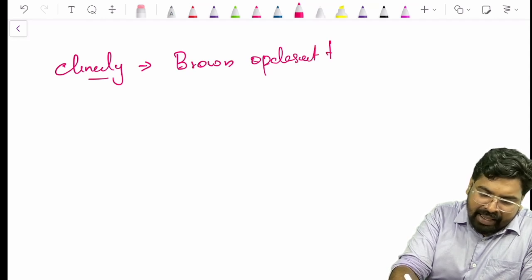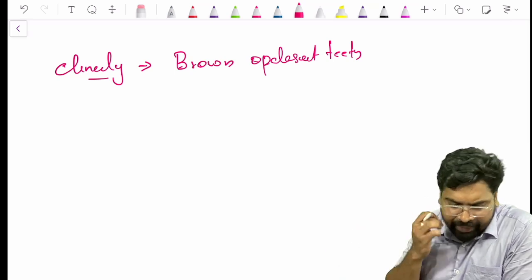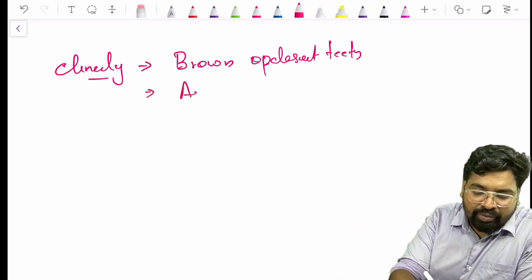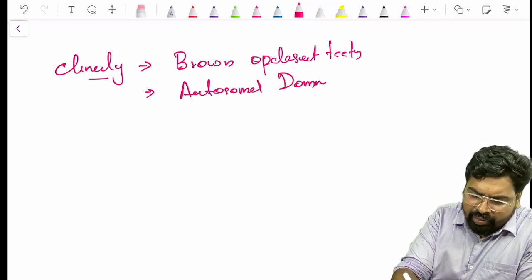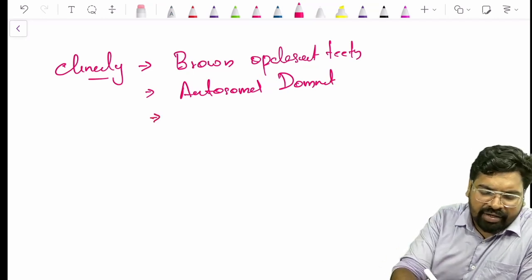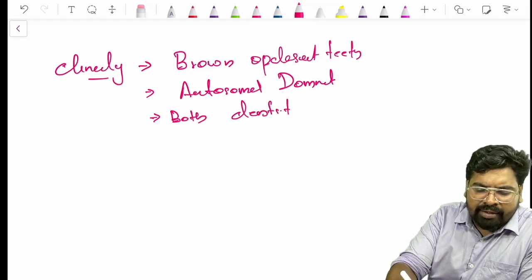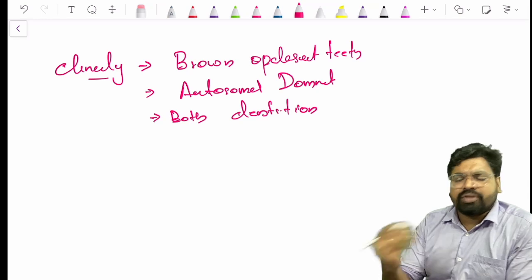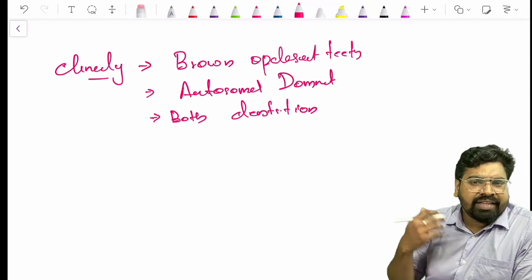Opalescent teeth, and it can affect both dentitions, the primary and the permanent dentition. It is predominantly autosomal dominant inheritance, and both primary and permanent teeth are affected.